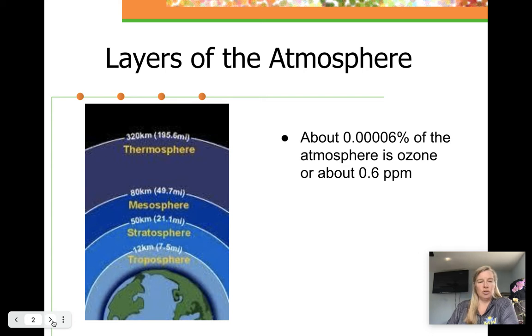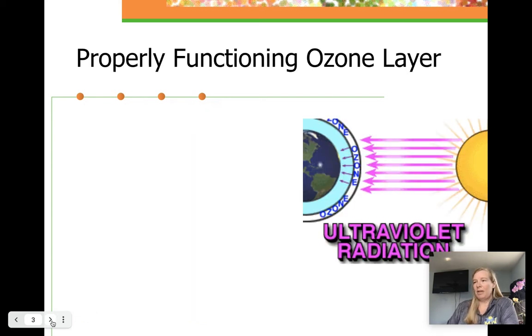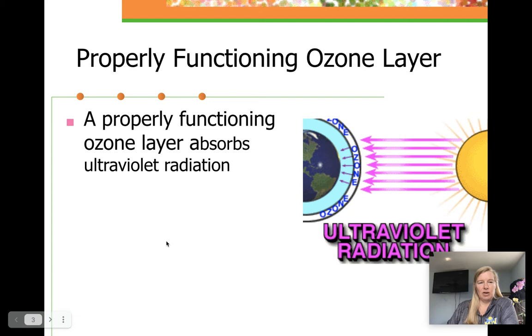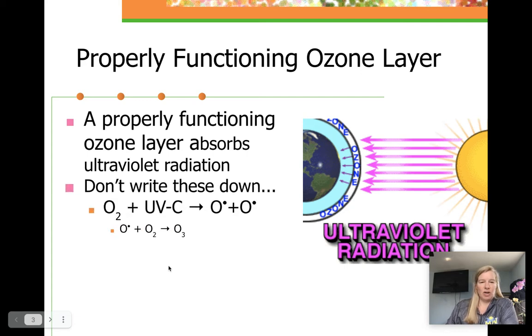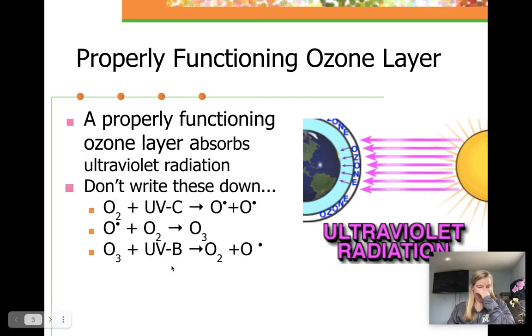So what does the ozone layer do for us? The properly functioning ozone layer basically absorbs ultraviolet radiation. And we're going to talk about different types of radiation in a minute. You don't need to write down these equations, but it does this whole series of reactions basically where it's broken into what are called free radicals, and those free radicals form. But big idea, again, it blocks and absorbs this ultraviolet radiation.